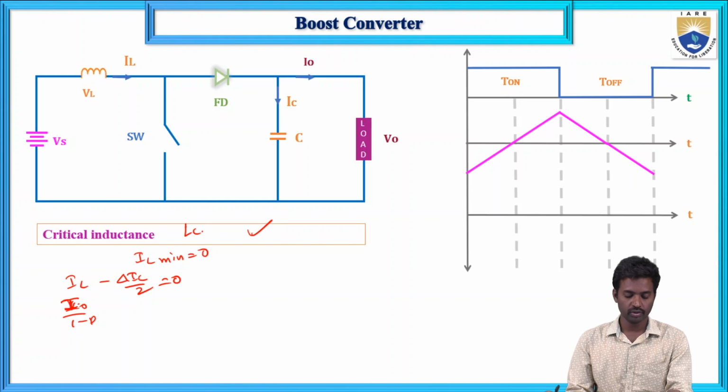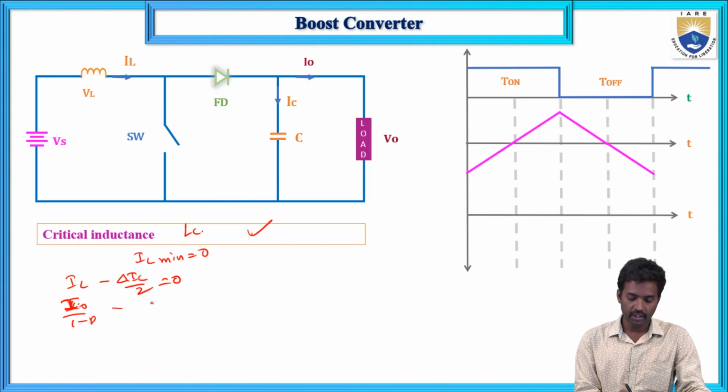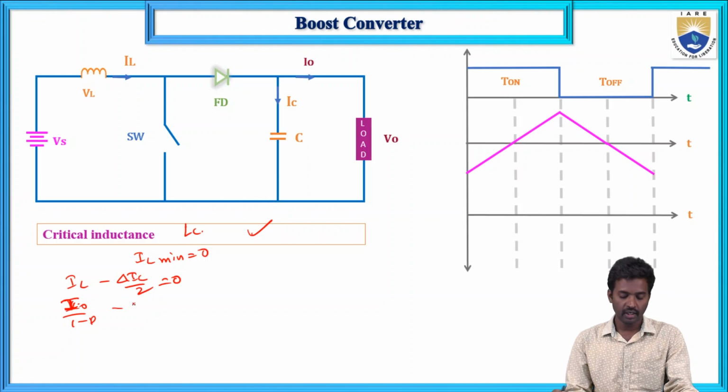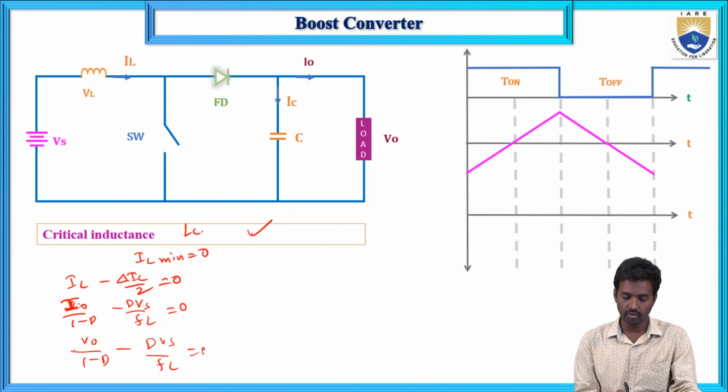I naught equals I naught divided by 1 minus D. So minus del IC means V into S into D by F into L is equal to 0. Now here, I naught means V naught by 1 minus D, and minus D into Vs into F into L is equal to 0.